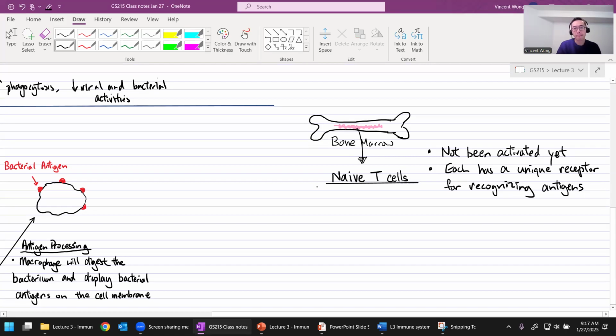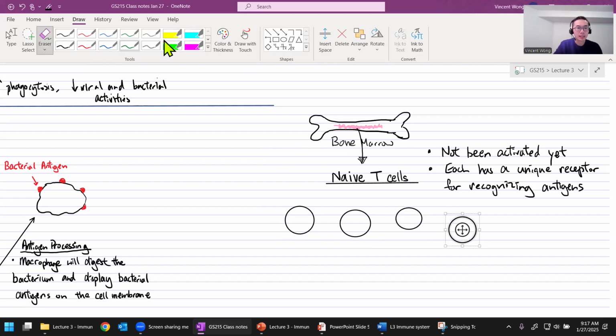Okay. So I'm gonna draw a bunch of naive T cells for you. And I hope you have colors, okay? Because I'm gonna use colors to represent the receptor. A receptor is, we learned about receptor last semester, right?